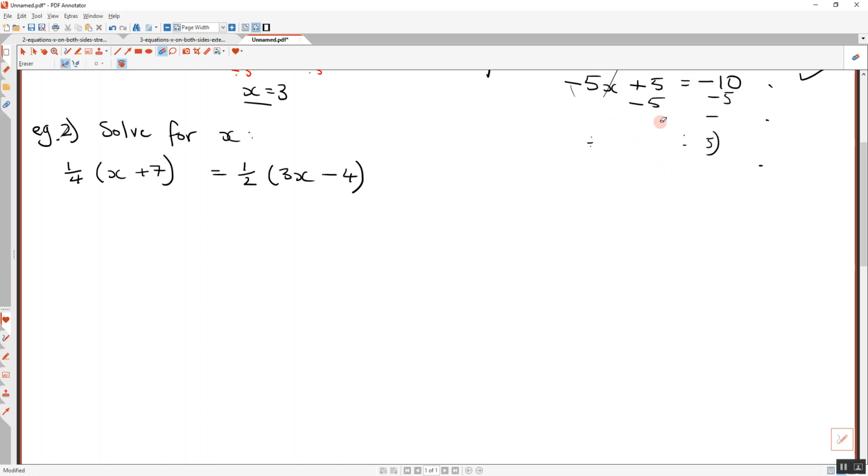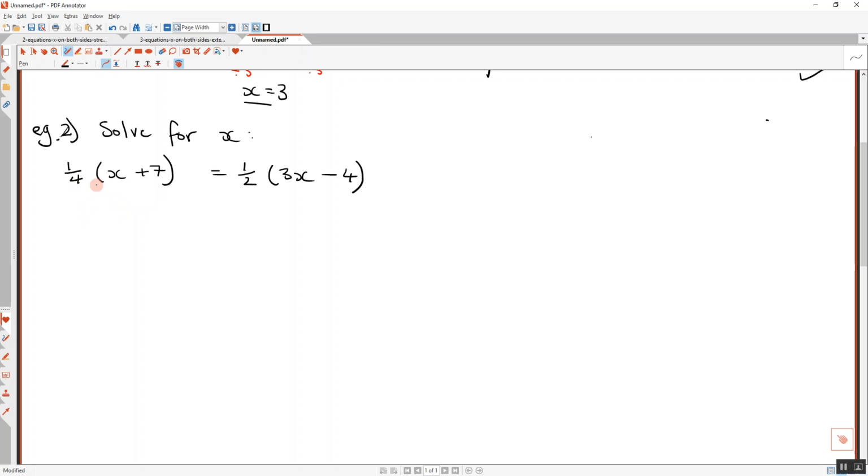Do you want to try this one together, or do you want me to start you off at least? Can you start us off, please? Yes, I can start you off. It's the same type of thing, except the only difference is there are more steps. There's fractions involved, there's a couple of brackets as well.